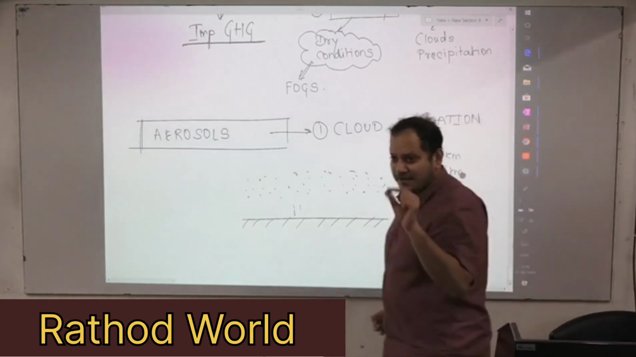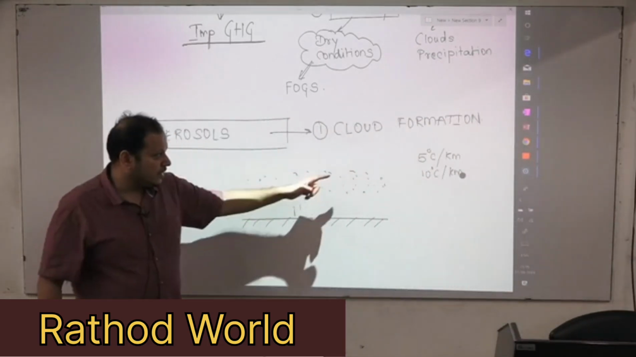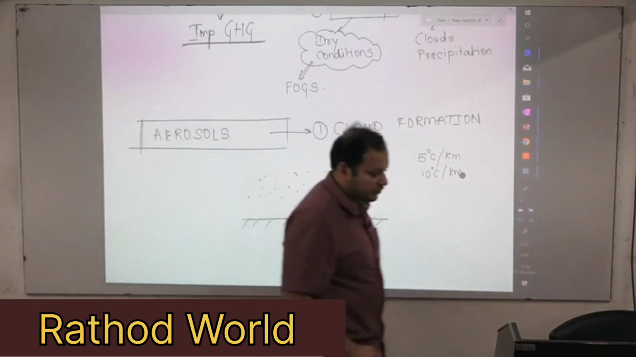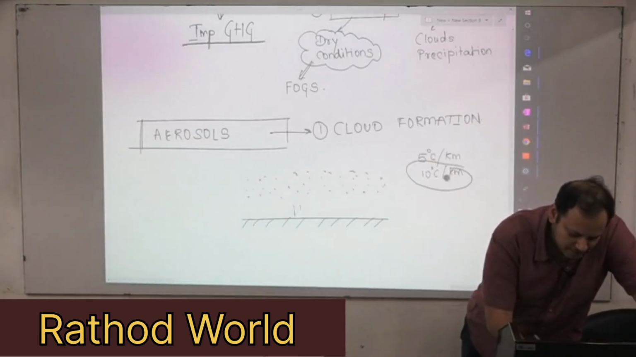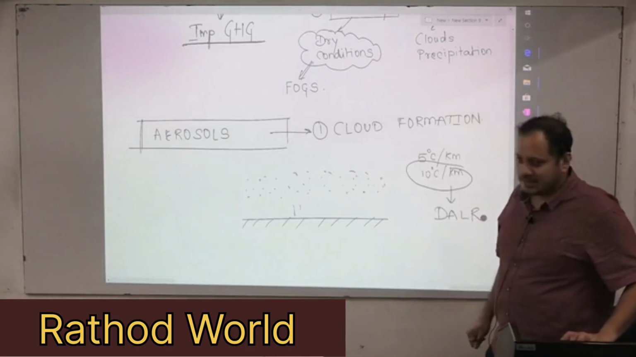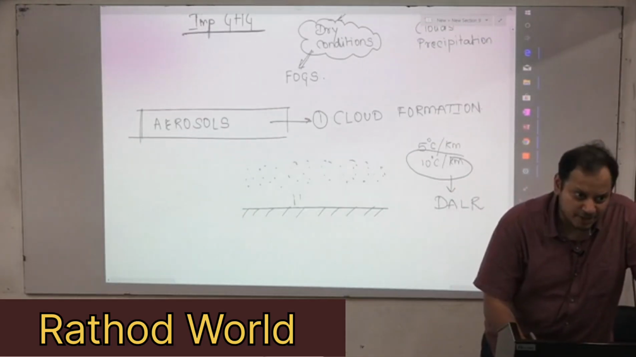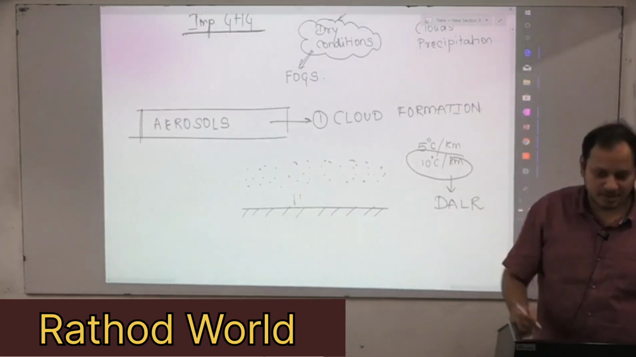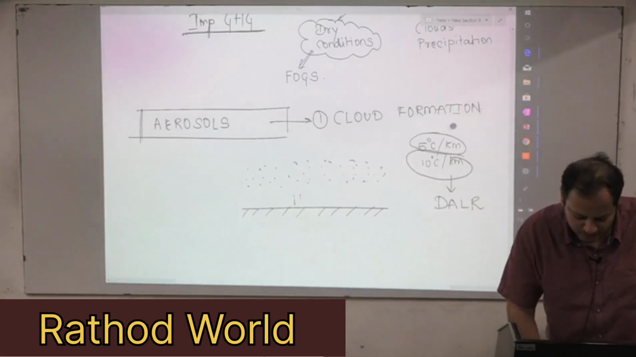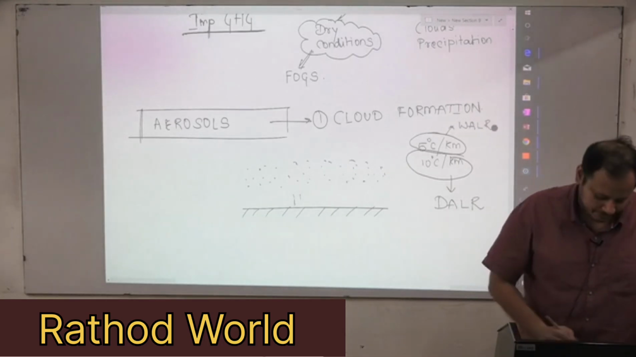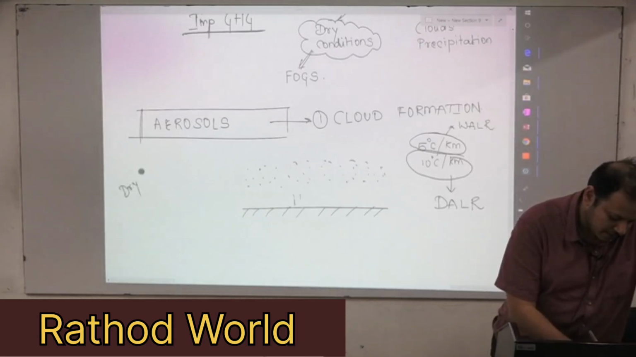The parcel of air, if it is dry air, will cool at the rate of 10 degrees Celsius for every kilometer, which we will call the dry adiabatic lapse rate. Fine? Or if the air is moist, or becomes moist after going upwards, it will cool at the rate known as the wet adiabatic lapse rate. Dry adiabatic lapse rate.